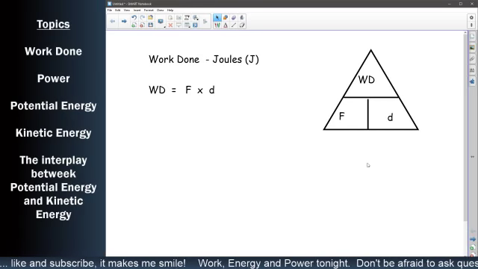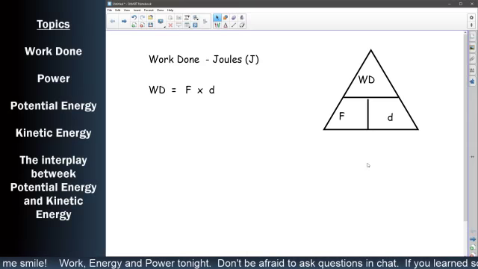Force by definition has to be measured in newtons. Watch out for kilonewtons and things like that. Distance must be measured in meters, and that's an examiner's dream, because you can put kilometers in there, you can put millimeters, you can play around with all sorts of stuff. But fundamentally, it's a three-part equation. Know the equation and work through it.